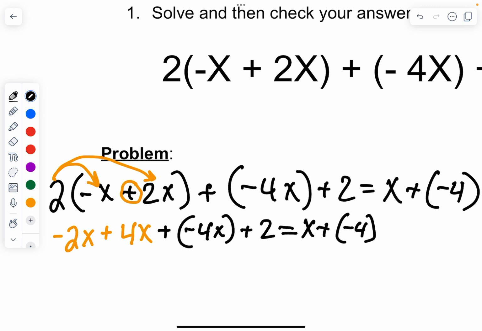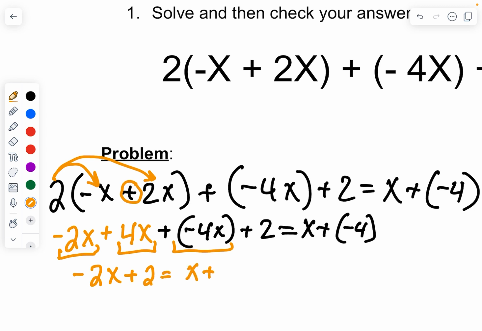Now what we're going to do is combine like terms. So you're going to notice that I have negative 2x here. I'm going to add 4x, take away 4x, and I end up with negative 2x plus 2 equals x plus negative 4.